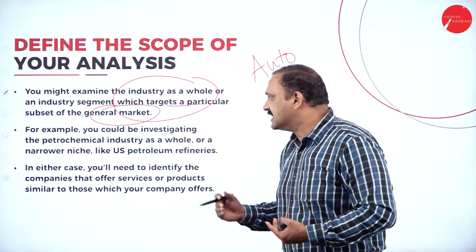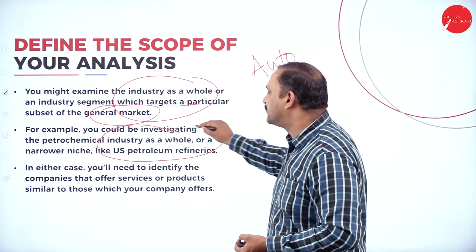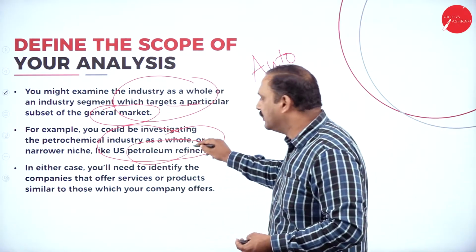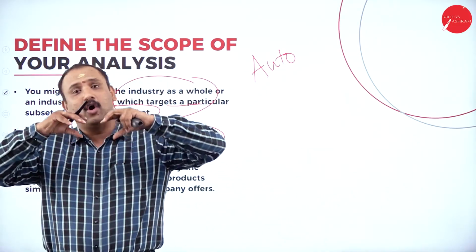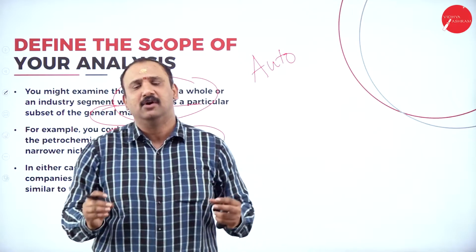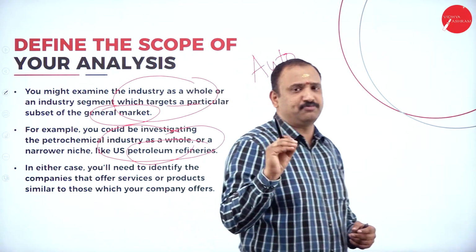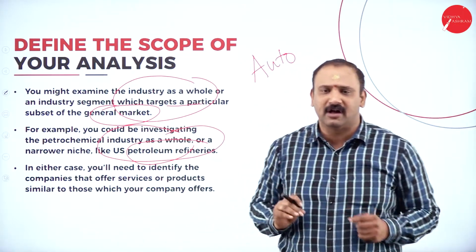So in that sense, for example, you might be looking into the petrochemical industry as a whole, the entire segment, or like US petroleum refineries, which means only one segment. So I might be looking into the auto industry itself, or I might be looking into Mahindra and Mahindra or Tata Motors, which means to say that I'm looking into a particular segment, only a particular company alone.